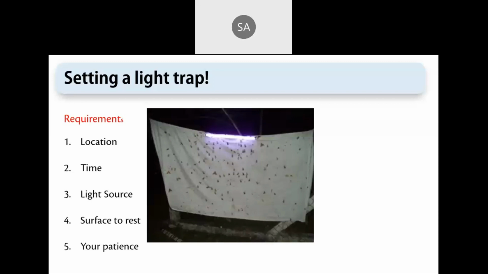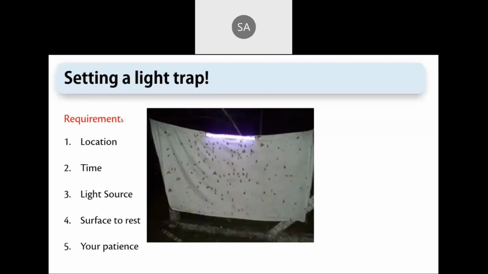So these types of products we have to buy and then use them in the field. The fourth point is surface to rest. What type of surface do we need? We need some rough surface so that when a moth comes, it can cling to it. It can hold the surface. So a surface is needed.